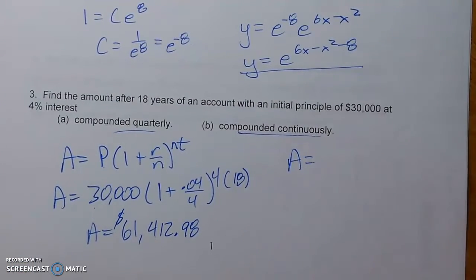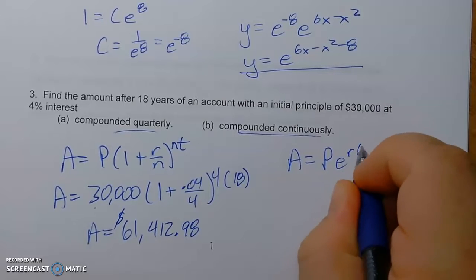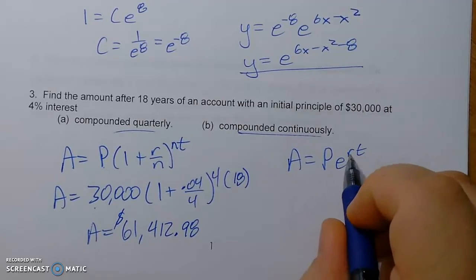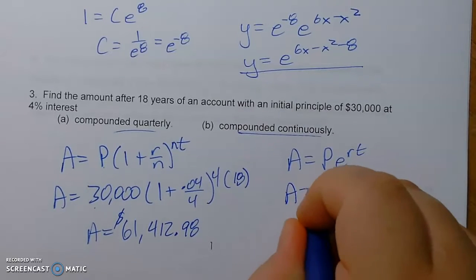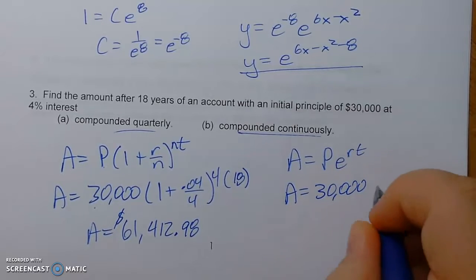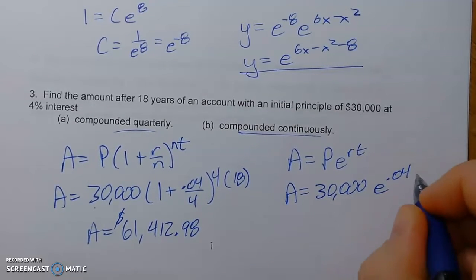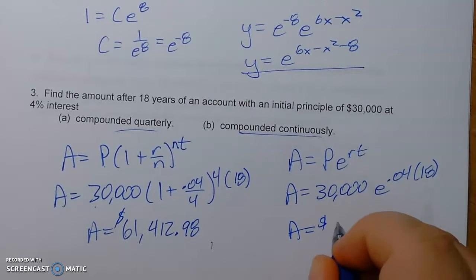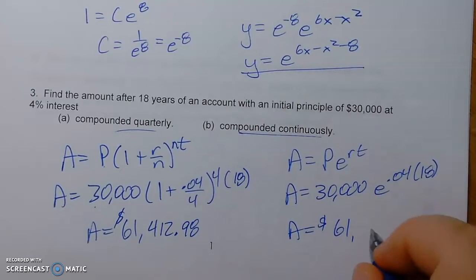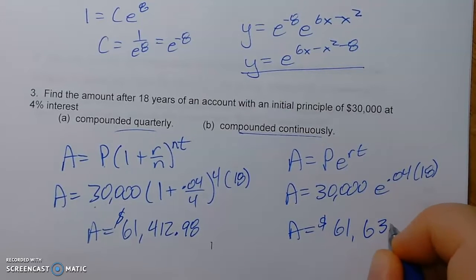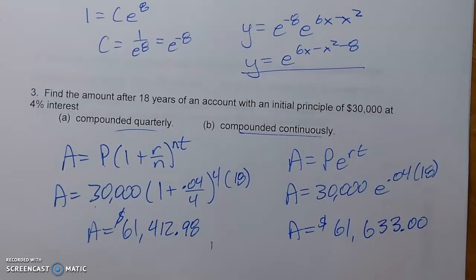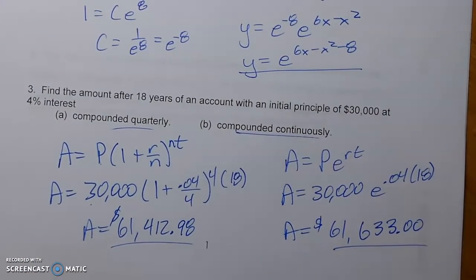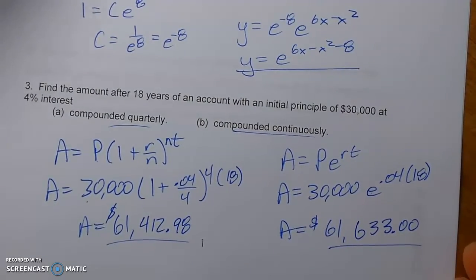Now, if it's compounded continuously, obviously it's going to be a little bit bigger, but that's an easier formula. A equals Pe to the rt, where again, principal, annual percentage rate, and the number of years. So A equals 30,000 e to the 0.04 times 18. Using our calculator again, we get 61,633 dollars after all the rounding. So not much difference, but continuously is more, as expected.